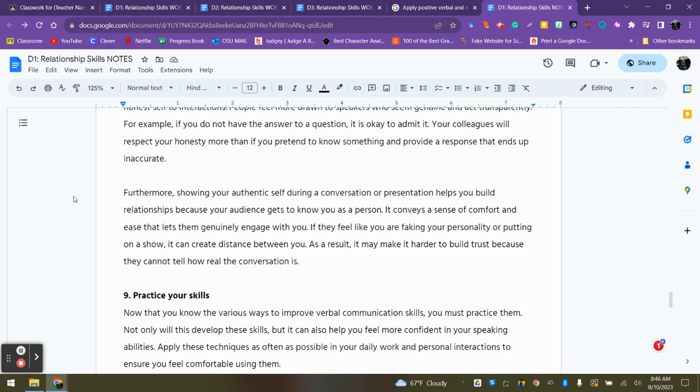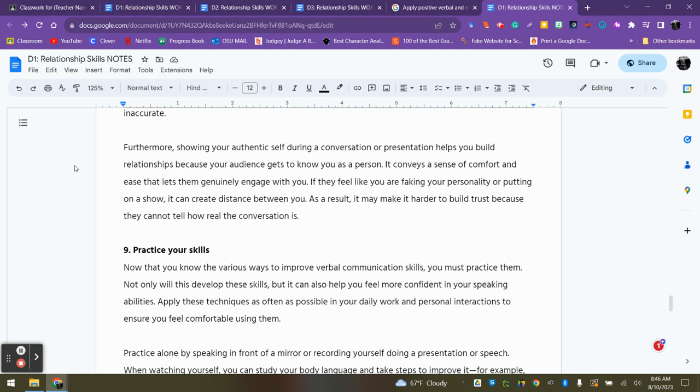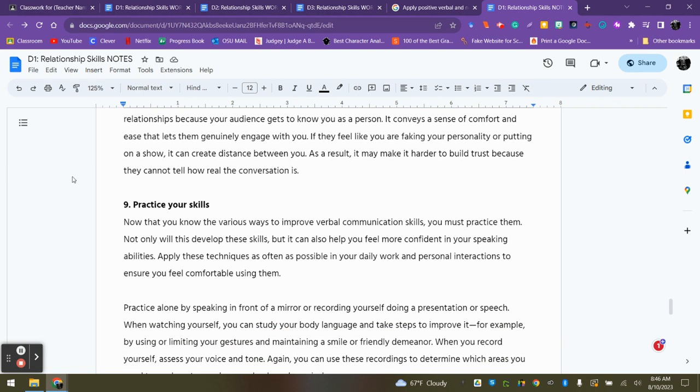Furthermore, showing your authentic self during a conversation or presentation helps you build relationships because your audience gets to know you as a person. It conveys a sense of comfort and ease that lets them genuinely engage with you. If they feel like you are faking your personality or putting on a show, it can create distance between you. As a result, it may make it harder to build trust because they cannot tell how real the conversation is.